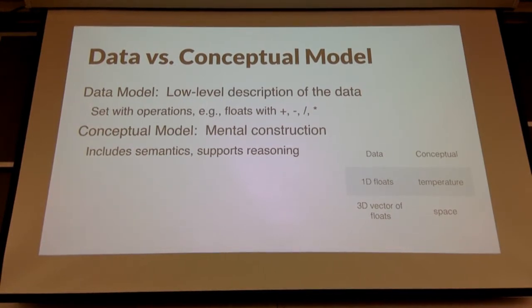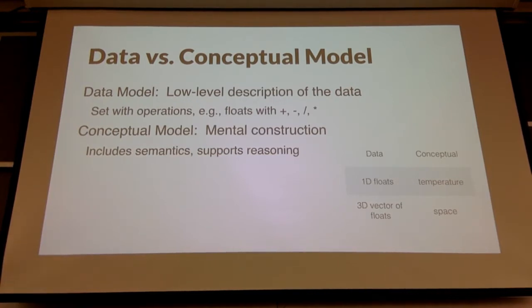Then we also need to distinguish between our data model and our conceptual model about the world. Our data model is usually a low-level description of the data, where we have a set of operations that we can use. For example, we can say float, and we can use plus, minus, division, and multiplication. And our conceptual model is a mental construction of these data types. That's really about supporting reasoning and about including semantics. So the data could be 1D floats, the conceptual model could be temperature. The data could be 3D vectors of floats, the conceptual model could be space.